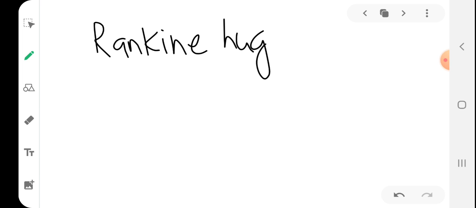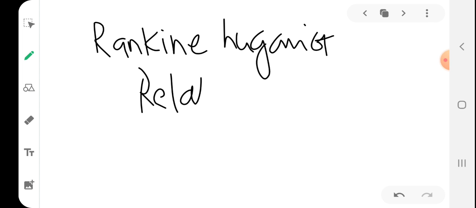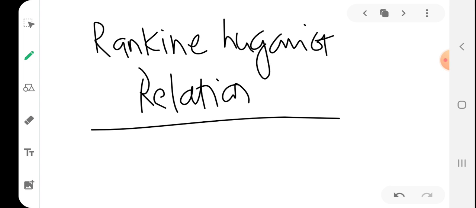So next we will move to a very important section called the Rankine-Hugoniot relations. We have learned a relation called the Prandtl-Meyer relation, that is M1 star into M2 star equal to 1. Now we will discuss another relation called the Rankine-Hugoniot relation.